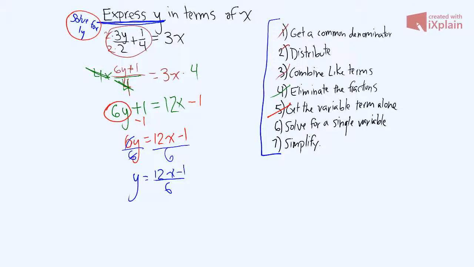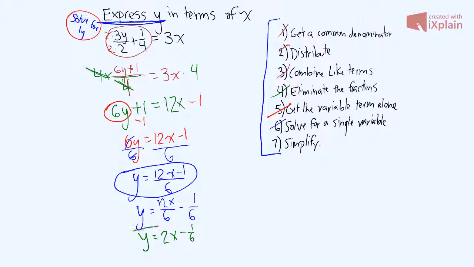Technically this is correct, but let's simplify this down a little bit more. And so what we can say is y equals 12x over 6 minus 1 over 6. And then we can simplify down the 12x over 6 just to 2x. And then we have still this minus 1/6. And so we have y equals 2x minus 1/6.